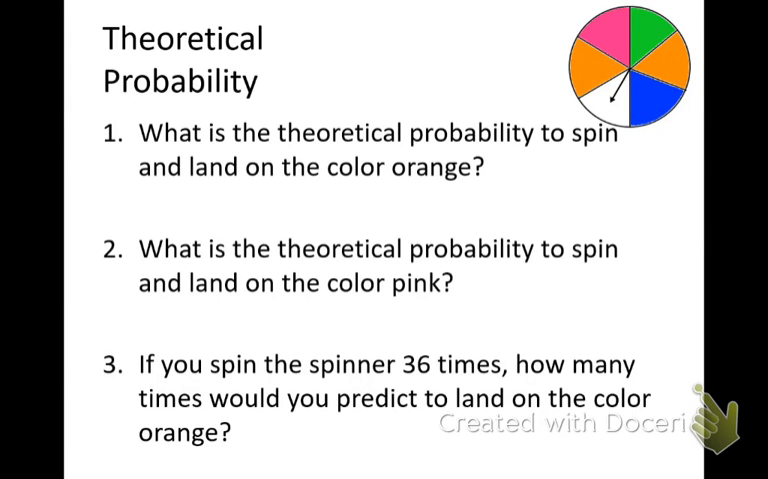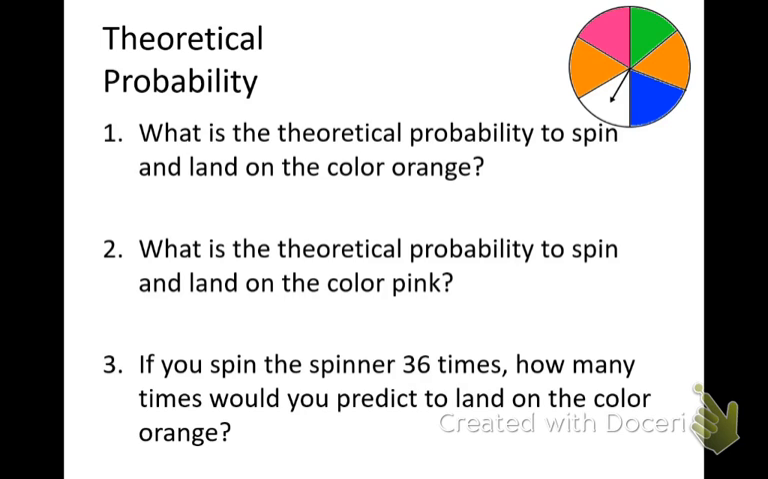Going to talk about theoretical probability. I read a lot of your definitions, and I thought it was perfect. Can someone tell me what the unofficial definition of theoretical probability was? Yes, sir. What is supposed to happen? What should happen?